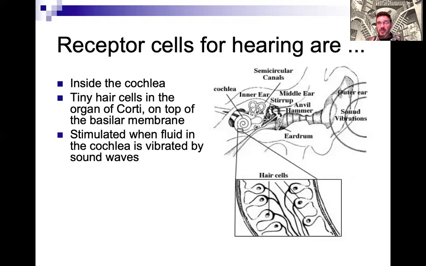I'm getting messages from these hair cells. I guess I'm hearing something. What could I be hearing? And the brain interprets that silence as that high pitch, annoying squeal.